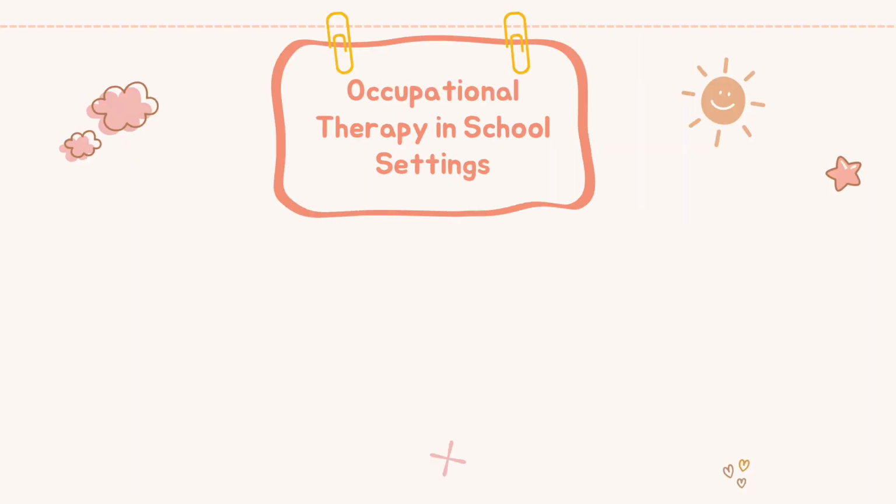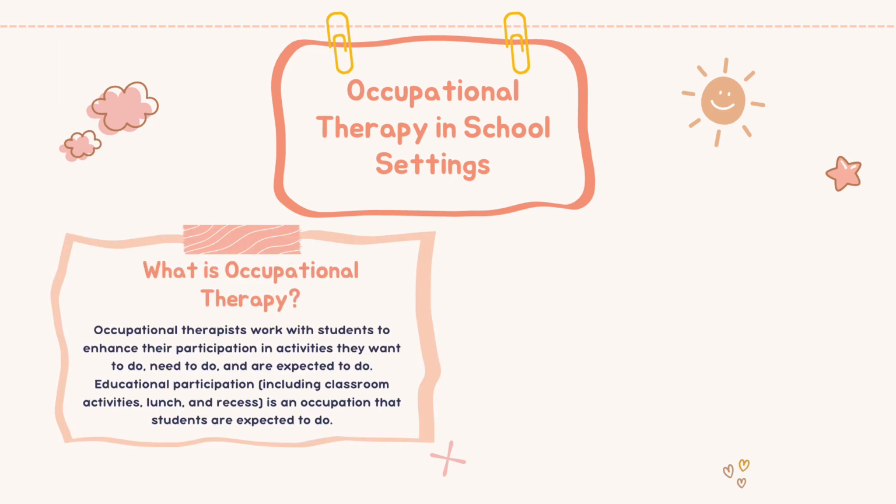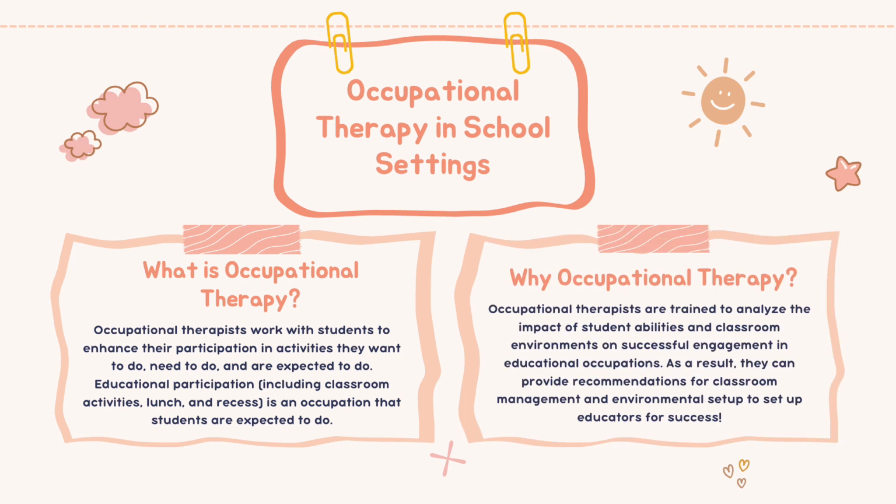Okay, so we're just going to give a little bit of background about occupational therapy in the school setting. So first, what is occupational therapy? Occupational therapists work with students to increase their participation in activities that they need to do, want to do, and are expected to do. So this includes participating in the educational setting, which is an occupation for them. That means they are expected to participate in different classroom activities, lunch, recess, and all other activities throughout their day.